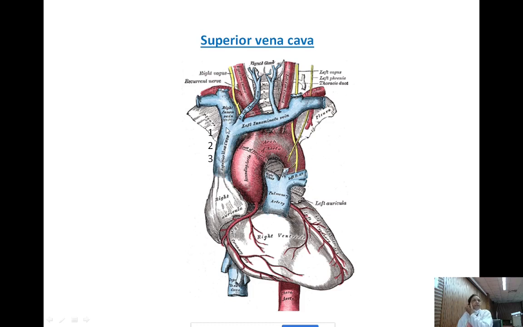Then the superior vena cava passes behind the first intercostal space, the second intercostal space, and then at the level of the third costal cartilage, it enters the right atrium. The superior vena cava is a very big vein, and its diameter is very big, but it has no valve. The veins have valves, but the superior vena cava has no valve. And its wall is very thin.